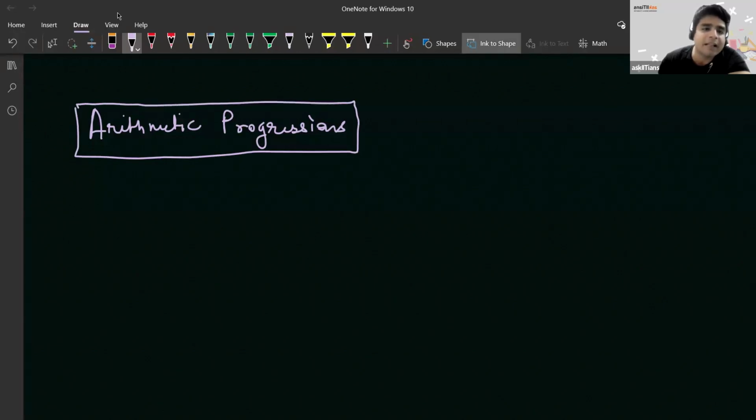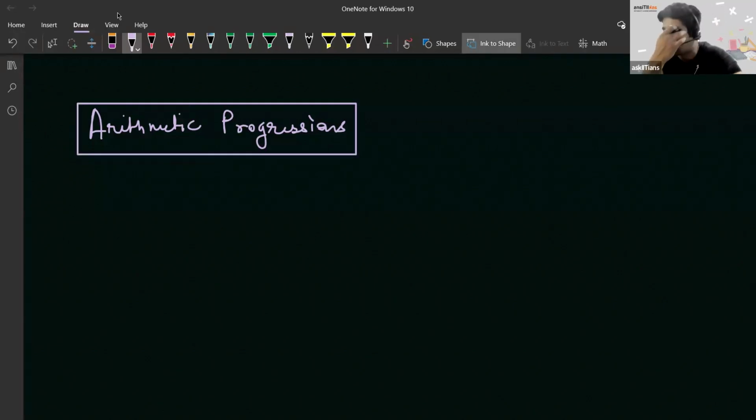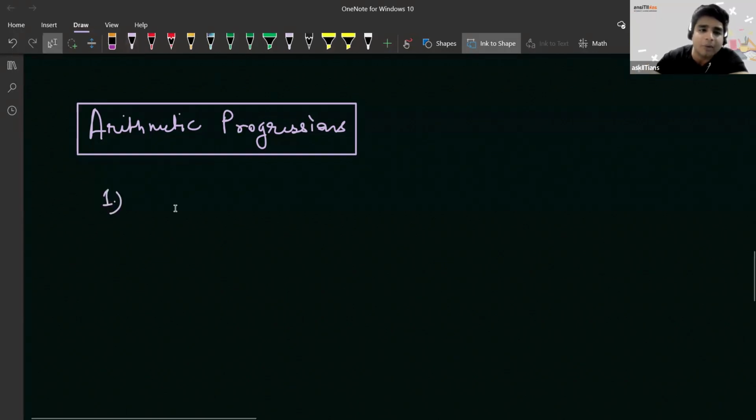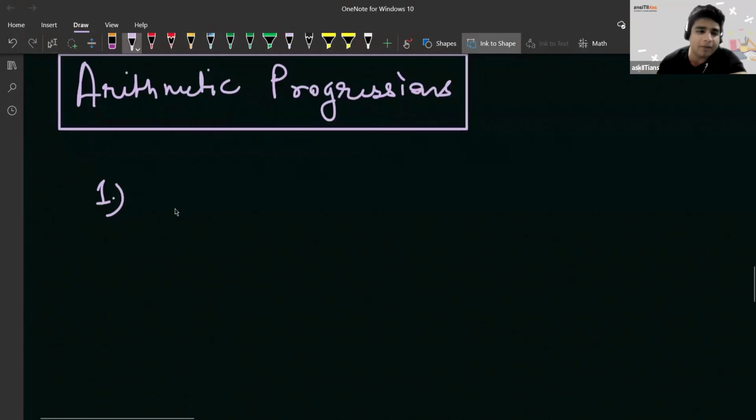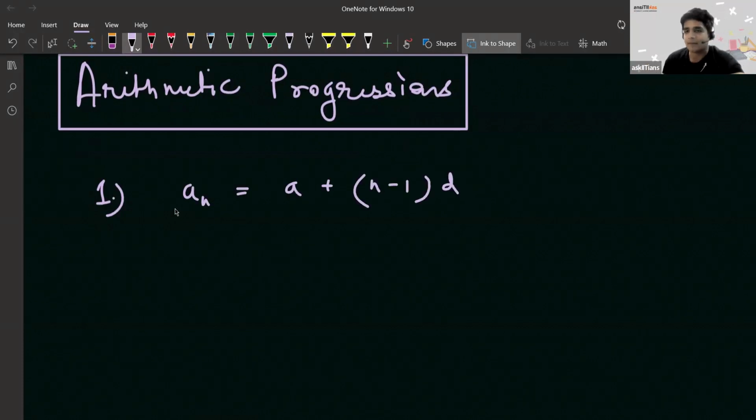Now, what do we know about arithmetic progressions, everyone? There were a few formulas that we have to remind ourselves. I'm not going to prove the formulas because, of course, we are not discussing the whole chapter again. The first very important formula was the nth term of AP, right? What was that formula, everyone? An is equals to a plus n minus 1 times d, right?